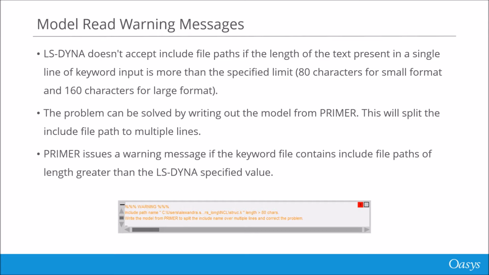So you can read these models into Primer and then write them out, and Primer will automatically fix that problem. However, you may just be reading your model into Primer to check it, and you don't write it out again. You don't necessarily spot that problem. So Primer will now issue a warning message if the keyword file contains include file paths of length greater than the LS-DYNA specified value.